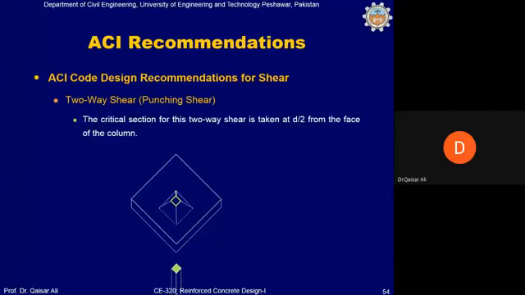Actually, what happens is that when the column transmits load to the footing pad, and the footing pad in turn transmits this load to the soil, the soil in turn will exert a pressure on the footing pad, and it will be lifted up. Because of this pressure in the upward direction, and the column pushing in the downward direction, it is possible that a hole is made at the perimeter of the column.